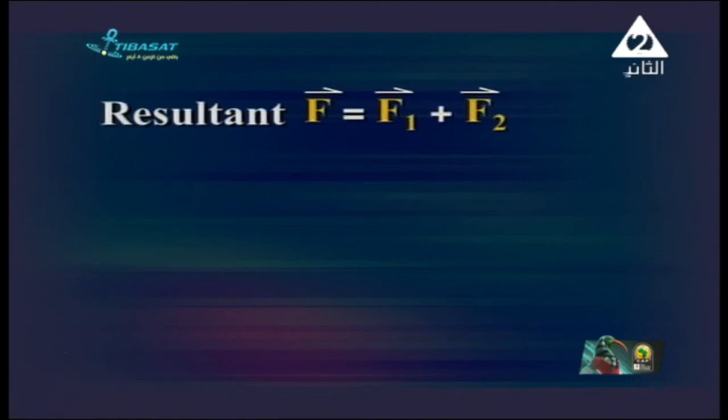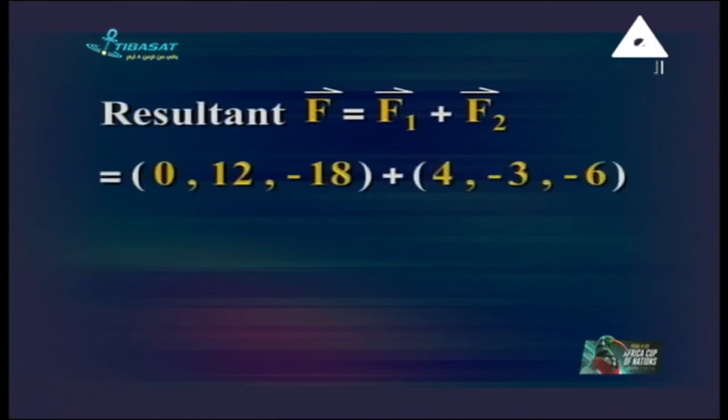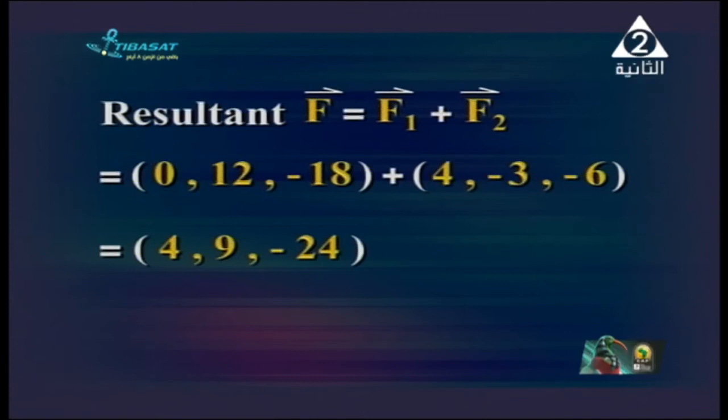Resultant of the force F, summation F1 plus F2. We add components of F1 and components of F2 to find the resultant force: 0 plus 4, 12 plus -3, -18 plus -6. Answer is 4, 9, -24. The resultant of the force acts also at point A.